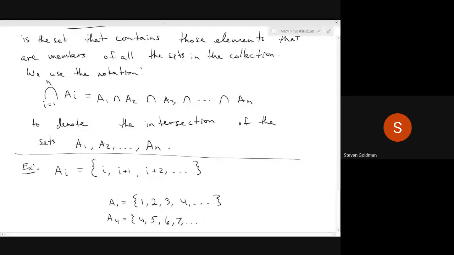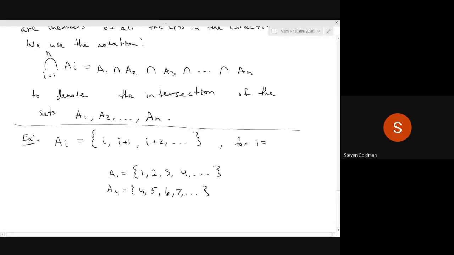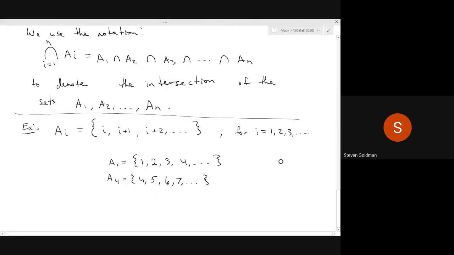So let's say each set A sub I equals this, and let's say I starts at 1. So A sub I equals that, for I equals 1, 2, 3, etc. So I continues forever.